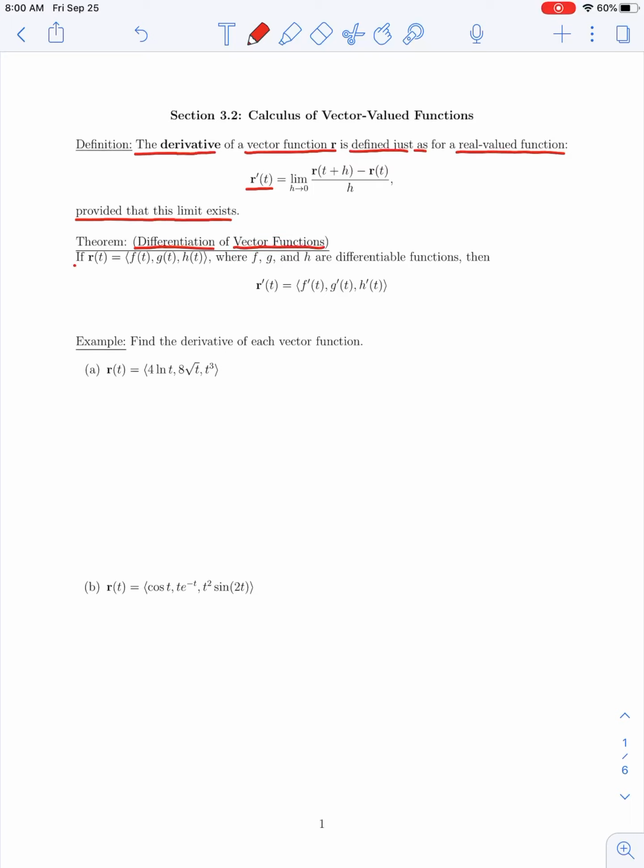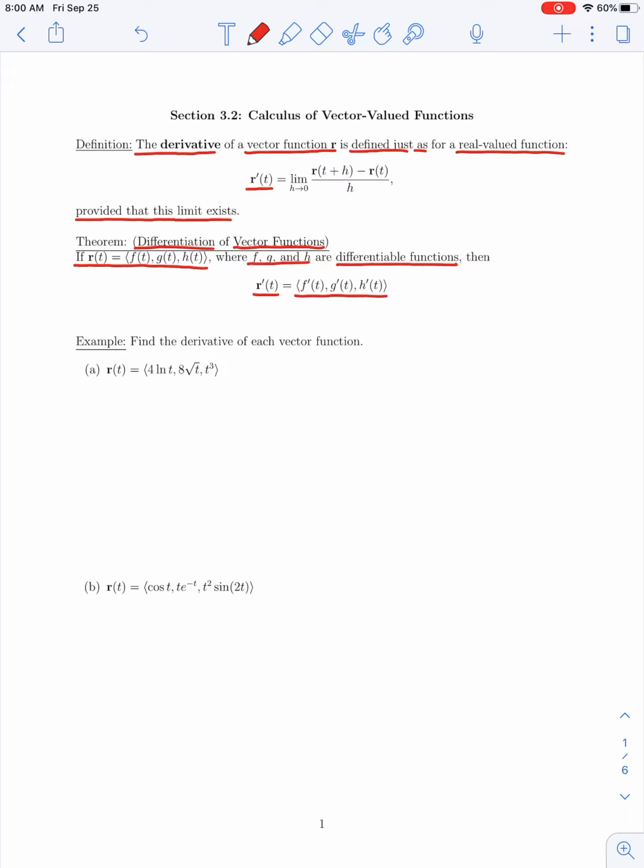So in general, if r of t is a 3-dimensional vector function whose component functions f, g, and h are all differentiable, then the derivative of this vector function, r prime of t, is the vector whose components are the derivatives of the component functions of r. So that is, to differentiate a vector function, you differentiate its component functions, or differentiate component-wise. So let's look at an example of this.